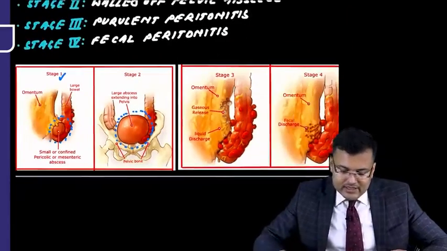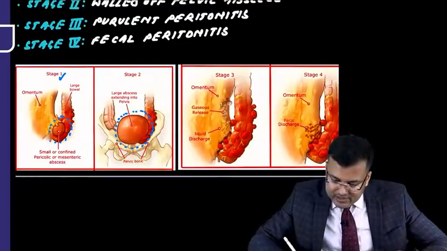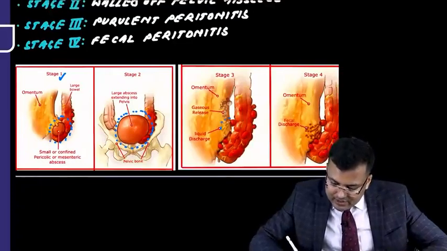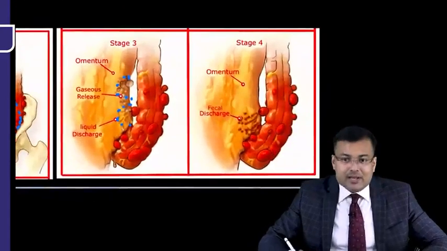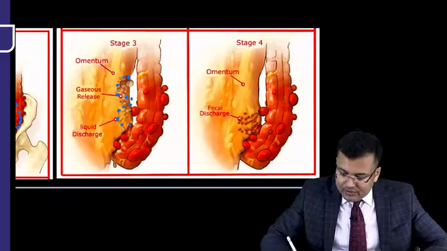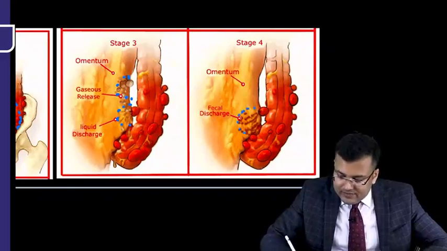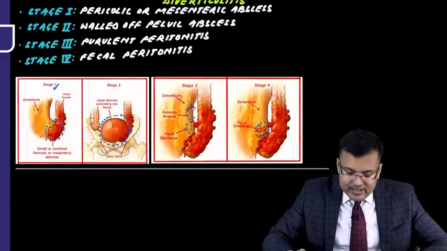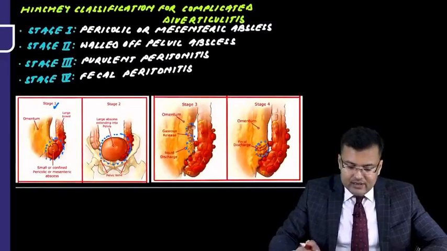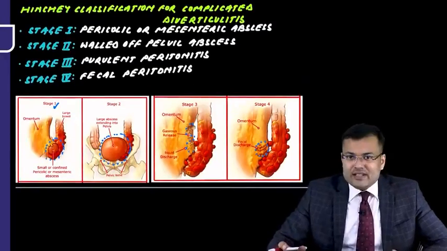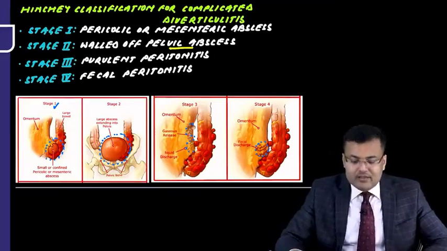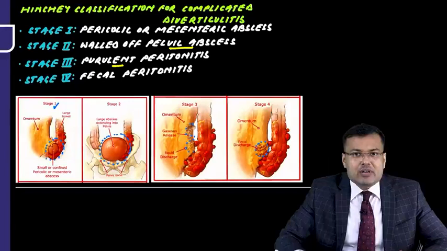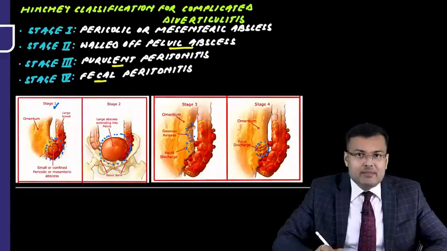And in stage 3, what kind of peritonitis? Here you can see there is purulent peritonitis. And what happens in stage 4? Here there is fecal discharge, so there is fecal peritonitis. So this is the Hinchey classification which is asked frequently. Stage 1, pericolic or mesenteric abscess. Stage 2, walled off pelvic abscess. Stage 3, purulent peritonitis. And stage 4, fecal peritonitis.